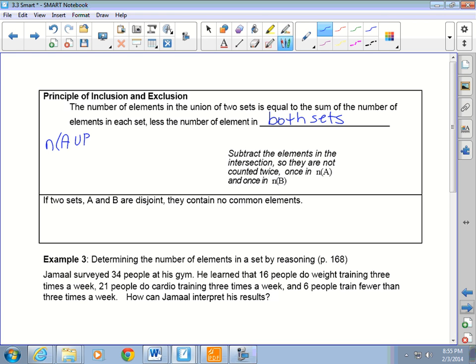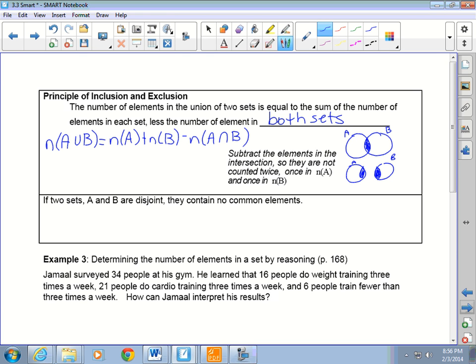The number of elements in A union B is equal to the number in A plus the number in B minus the number in A intersect B. So it says subtract the elements in the intersection so they're not counted twice, once in n(A) and once in n(B). It would look like this, A and B. And that colored part, if we took them apart, would be here, and also there. So that's why we have to subtract it once, so that we're only counting it once.